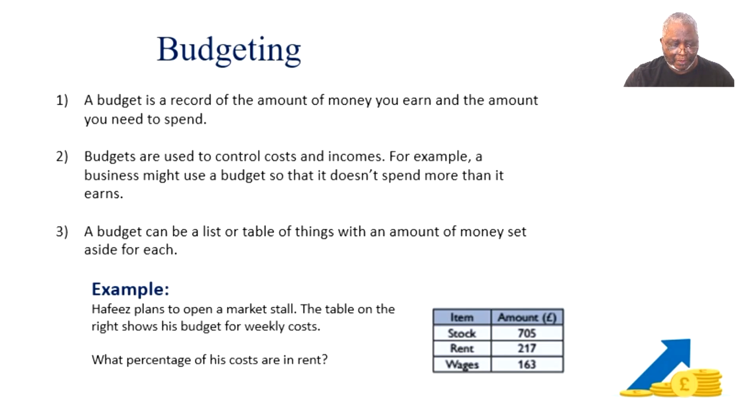Hafiz plans to open a market stall. The table on the right shows his budget for weekly costs, and you see the items there. You see stock for £705, rent £217, and wages £163. He has to pay himself wages, otherwise he'll be working for nothing. But note stock. Stock is the products you buy to sell, which actually generates the income for you. Okay? What percentage of its cost is rent?